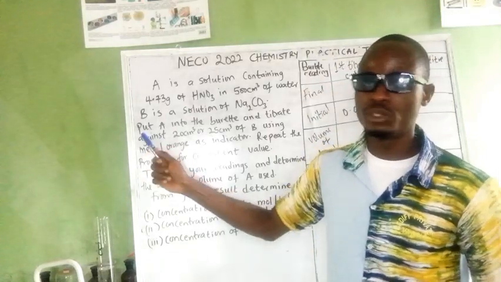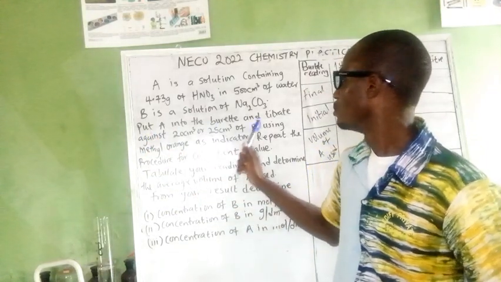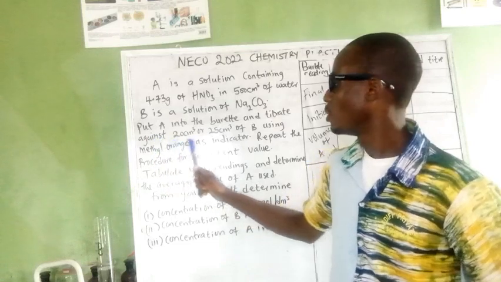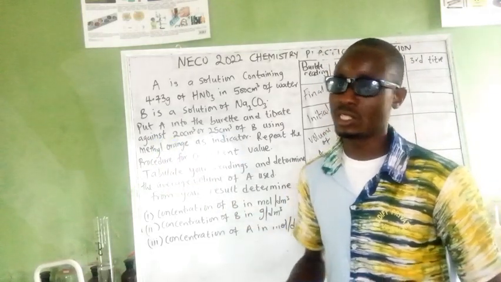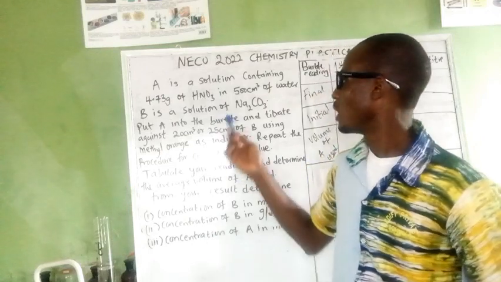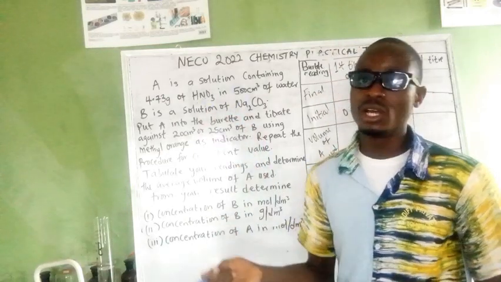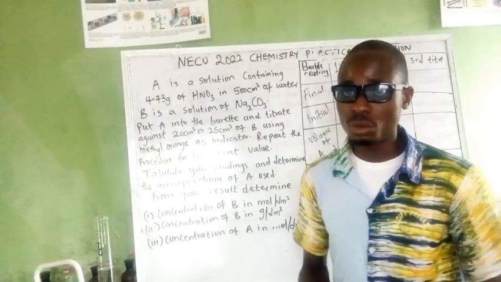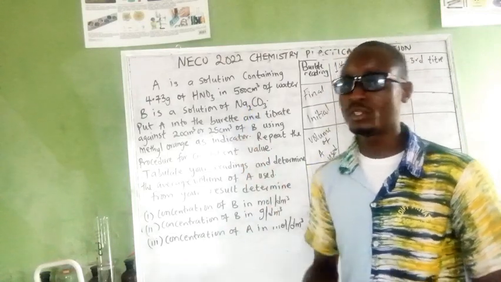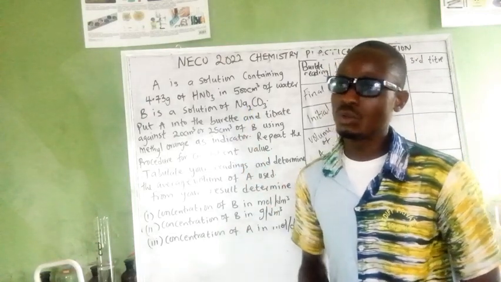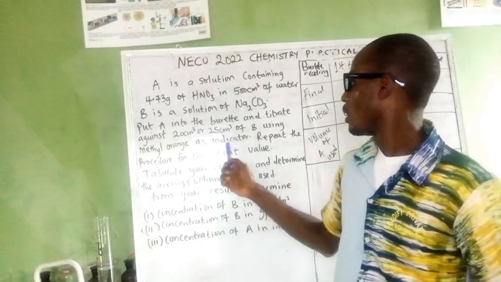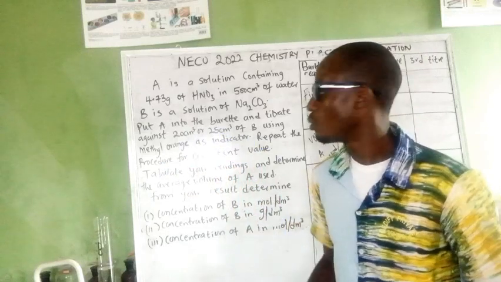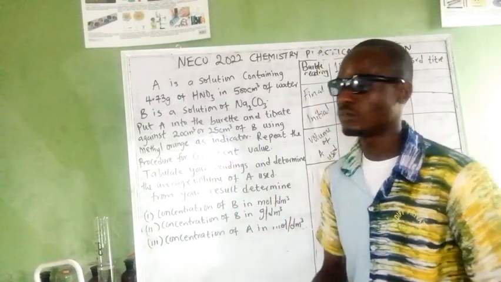Then we are told to follow this procedure: put A into the burette and titrate against 25 centimeter cube of B using methyl orange as an indicator. And mind you, you know that we have HNO3 as the acid, and it's a strong acid, while sodium carbonate is a weak base. So methyl orange is a good indicator for such a titration. So using methyl orange indicator, we're going to detect the end point of the reaction.